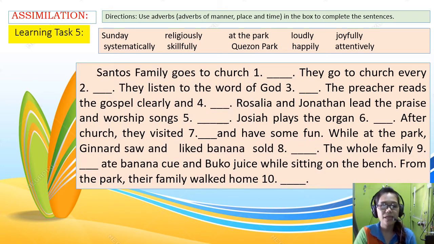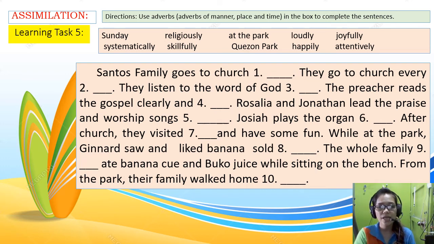Number 1. Santa's family goes to church blank. They go to church every blank. They listen to the word of God blank. The preacher reads the gospel clearly and blank. Rosalia and Jonathan lead the praise and worship songs blank. Josiah plays the organ blank.